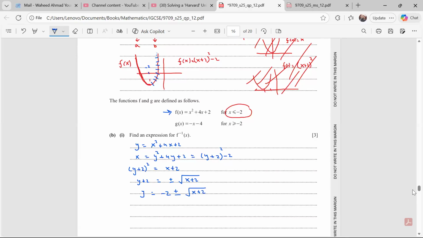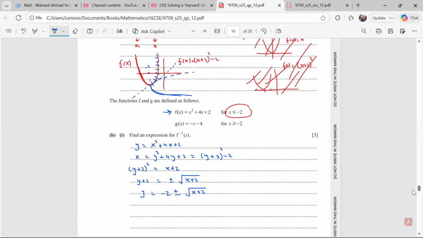Now I have to choose one value, because in a function there cannot be two values. Remember, if this is my function and I'm trying to find its inverse, the inverse will be a mirror image in this line, right? When I take the mirror image, it will be something like this. This portion is the one which I'm not taking, but this is the one which I want to take. So my inverse function is something like this.